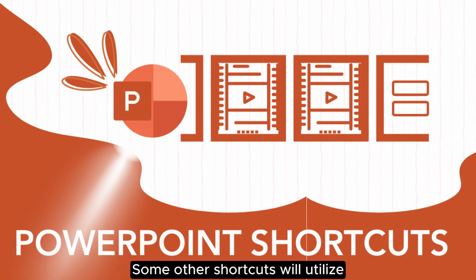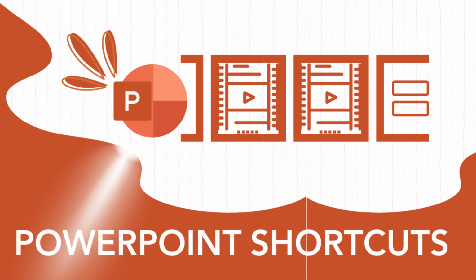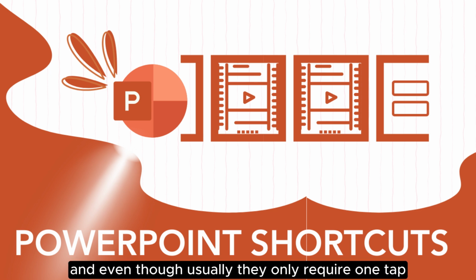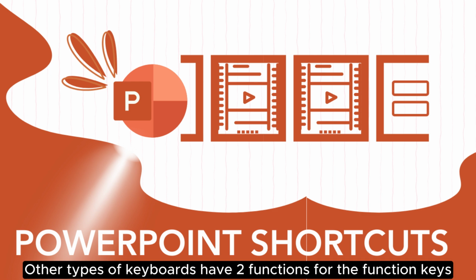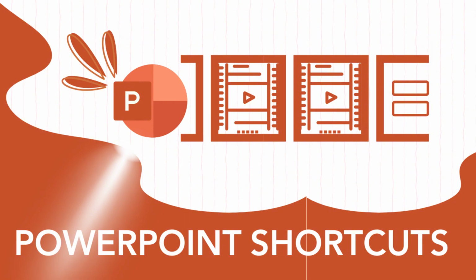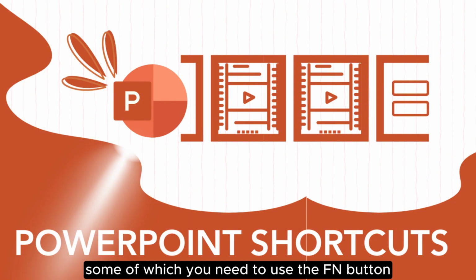Some other shortcuts will utilize the function keys on the top of your keyboard, and even though usually they only require one tap, they do have a combo you can use, just like the Control and Shift. Other types of keyboards have two functions for the function keys, some of which you need to use the Fn button to trigger the function of the smaller icon that is on the function keys.